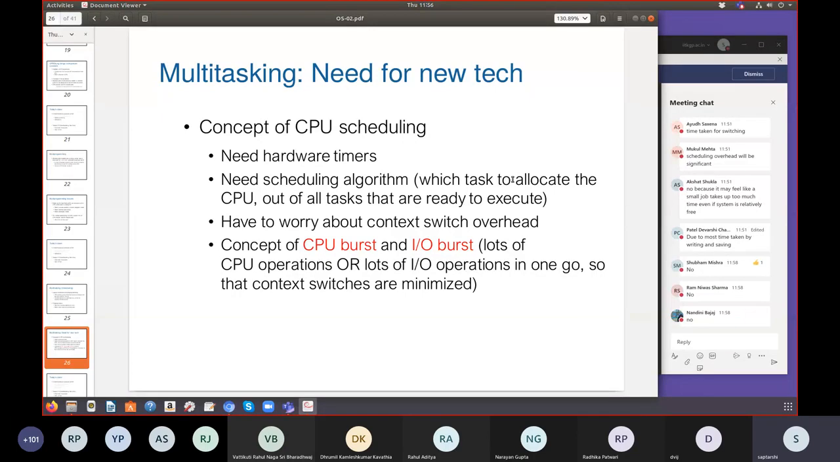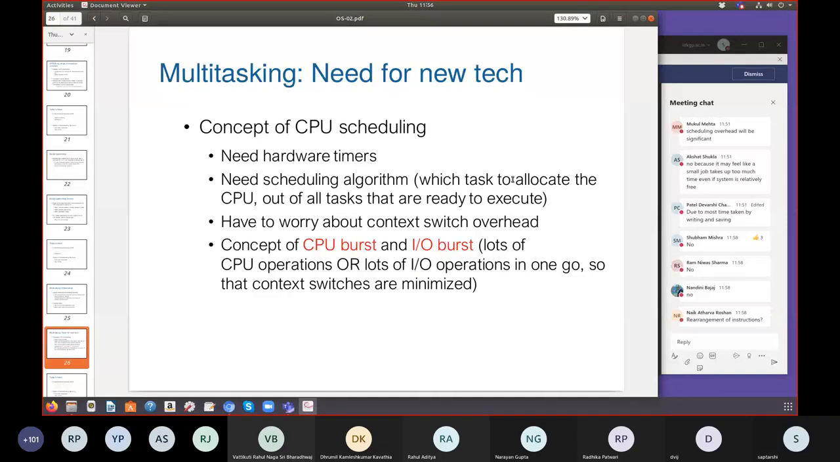So what do you think happens? We often write programs such that in every iteration of a loop, we print out one variable. Let's say we have a loop for i equal to 0, i less than 1000, i plus plus. In every iteration of this loop, we are printing out the value of one variable x. According to the CPU burst, IO burst concept, this is not a very good design, because in every iteration you are doing several CPU operations and printing out one value. That's a bad way of writing.